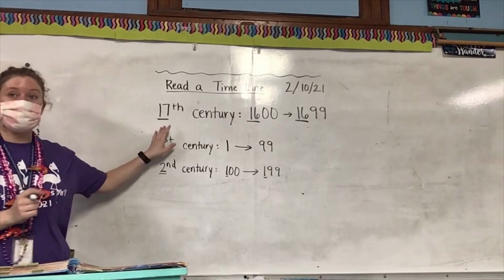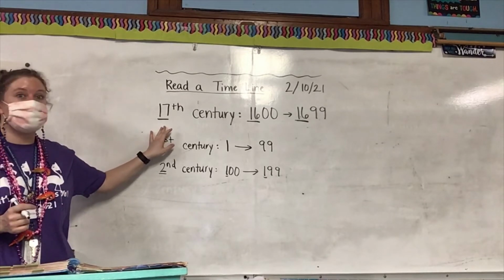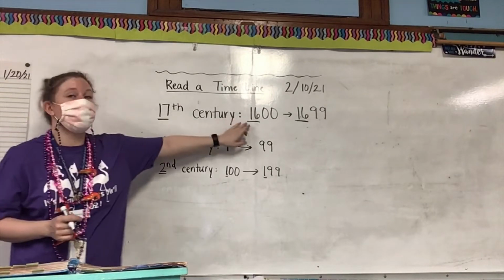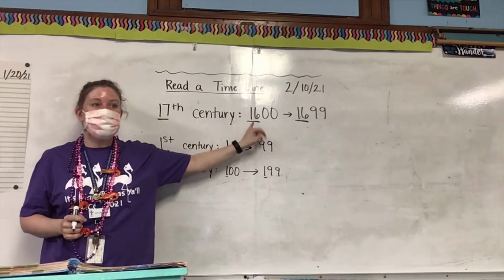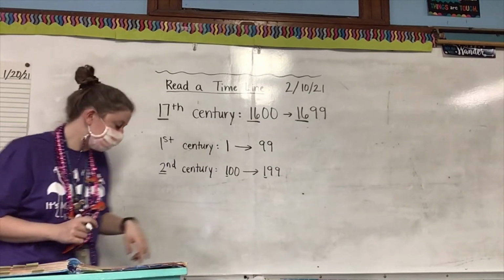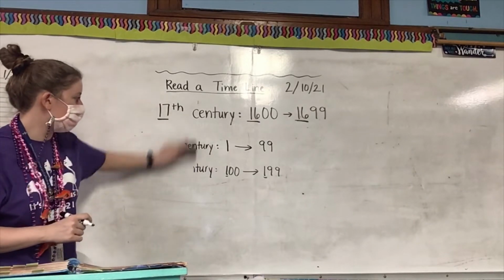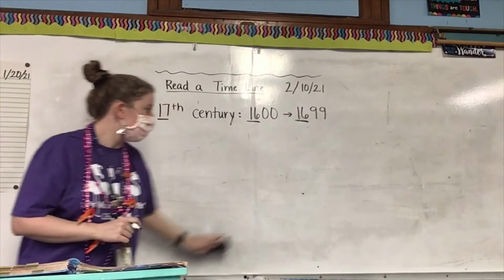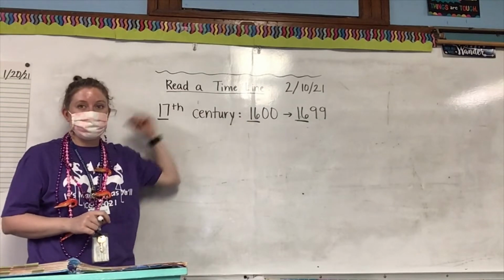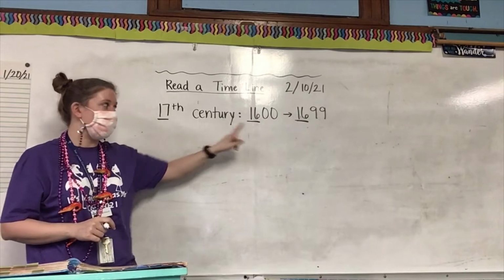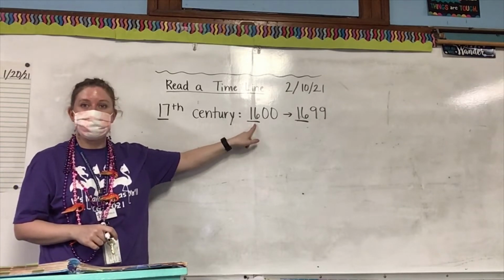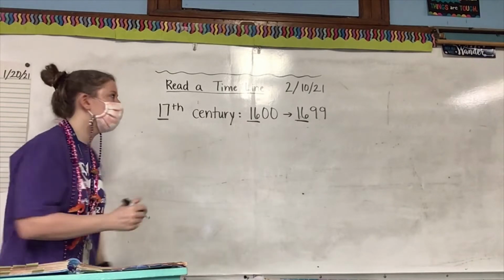That's why when we get to later centuries, like the 17th century, it doesn't start at 1700, it starts at 1600. So anytime you're reading a century, like the 17th century, the first 2 digits are actually the number before. So the 17th century actually started in 1600.